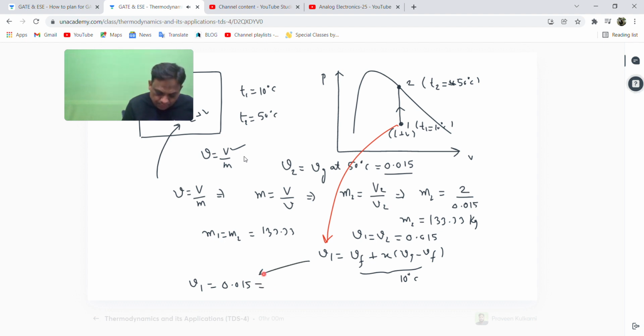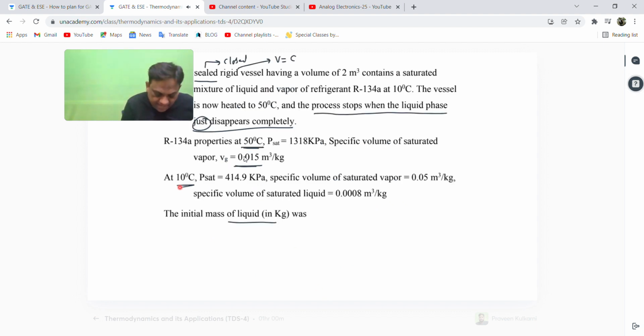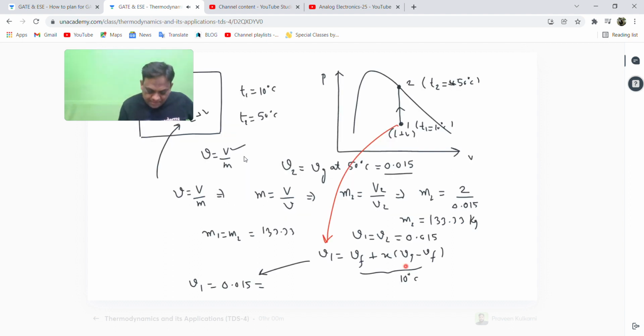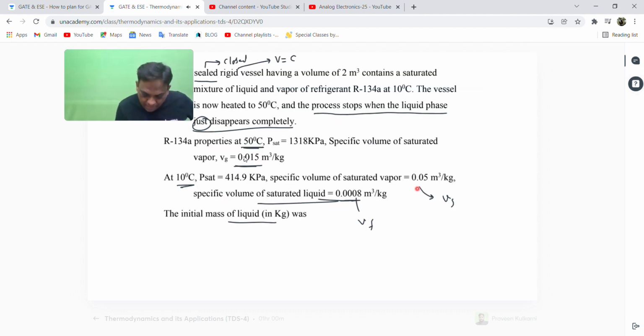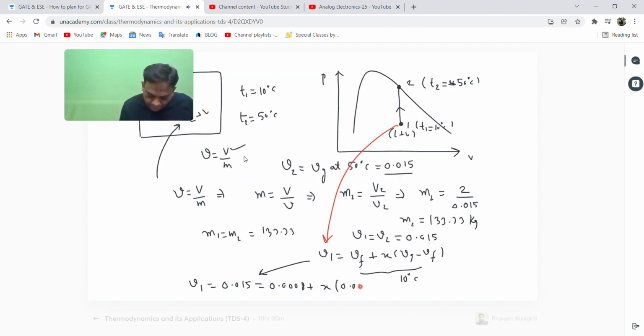That is equal to Vf plus X into Vg minus Vf, where Vf and Vg are at 10 degrees. So what is Vf at 10 degrees? Saturated liquid is Vf, saturated vapor is Vg. So 0.0008 plus X into, Vg is 0.123 minus Vf, 0.0008. Can anyone in the class give me the value of X?